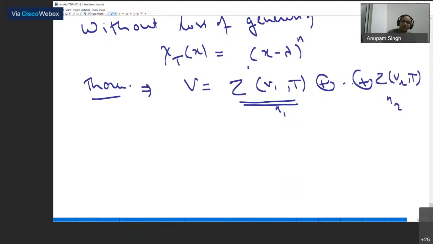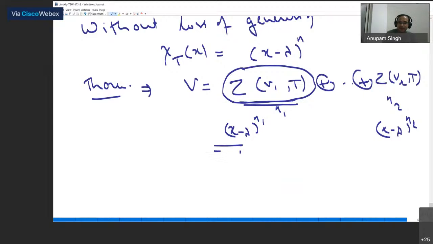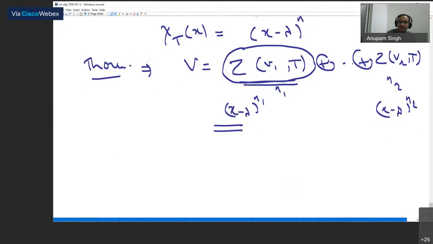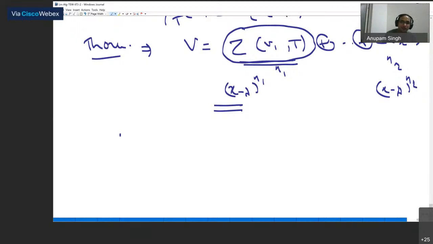So I want to write now the matrix here. Let's say this corresponds to x minus lambda to the power n1, and this is x minus lambda to the power nr. Then I will try to write this matrix here so that anyway it is a direct sum, so you can do the same on the other blocks. So I'll choose the basis as follows.